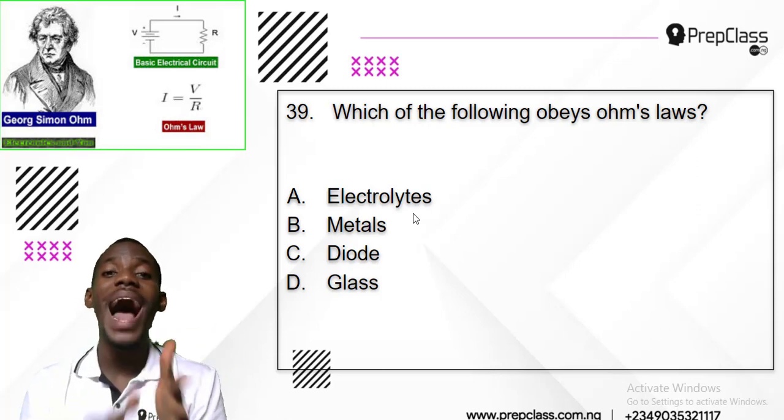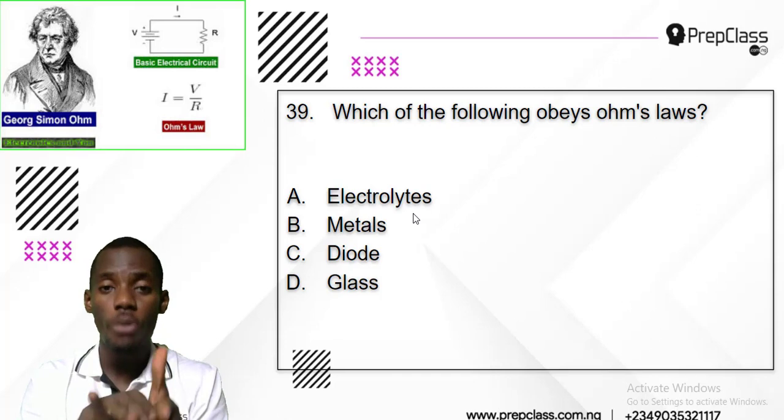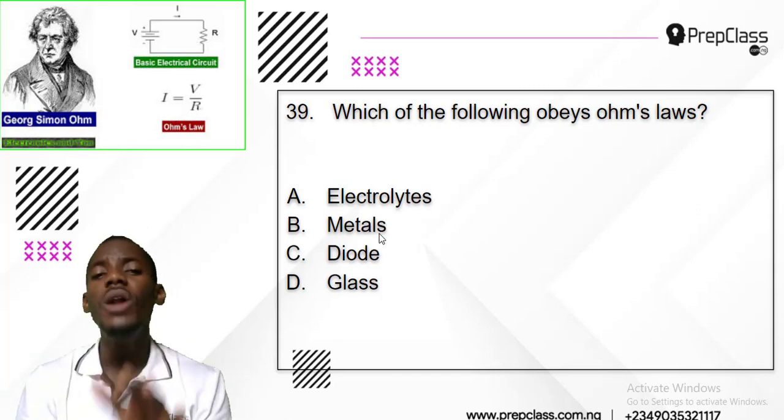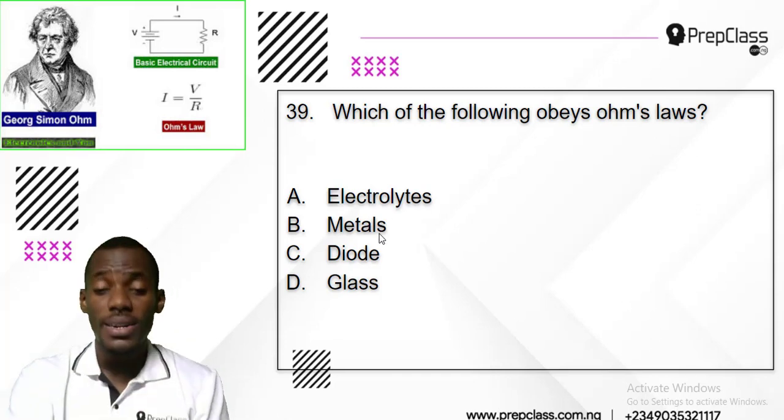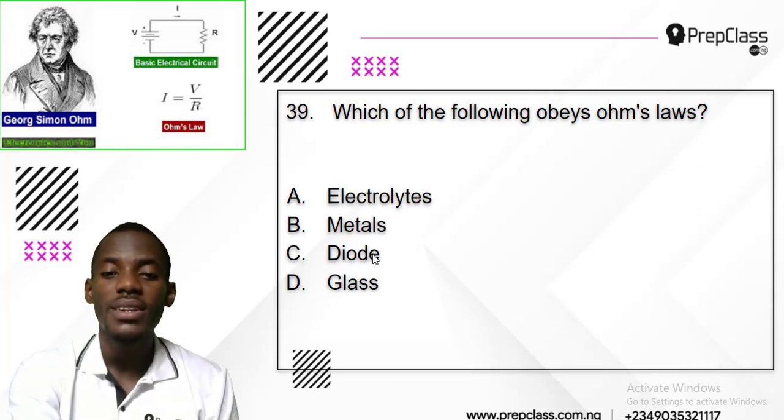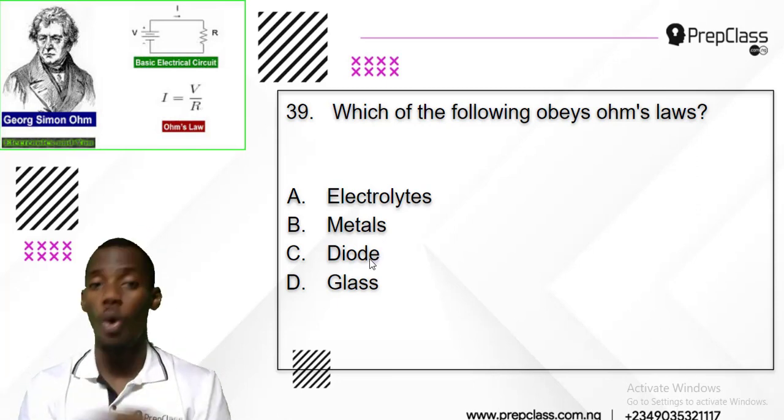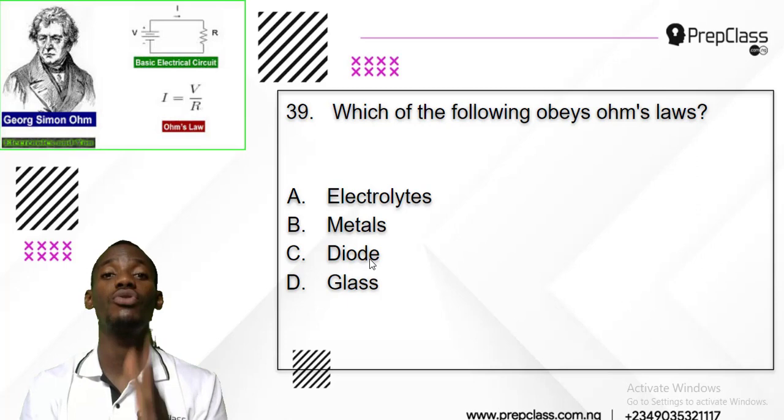So not all of them are the same. Not all of them obey Ohm's law. Then what about metals? All metals obey Ohm's law. Then we have diode. Diode does not obey Ohm's law at all. So diode is one of those things that do not obey Ohm's law.